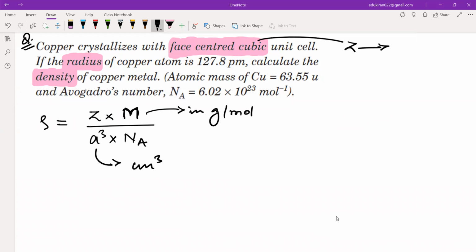So copper is given as 63.55. Then you can write this molar mass. Just remove this M, remove this U, and you will get grams per mole. And this is the molar mass for copper.